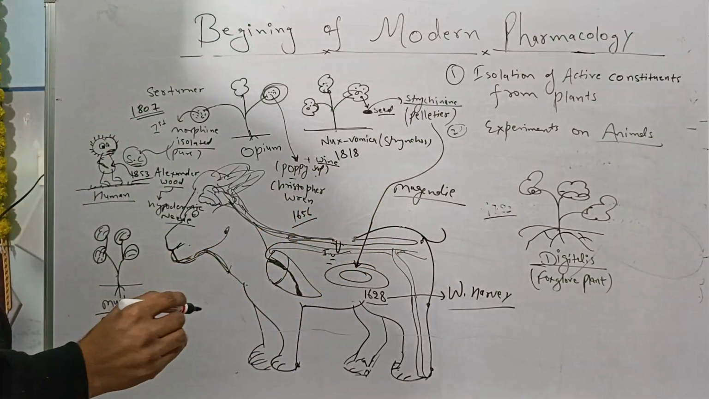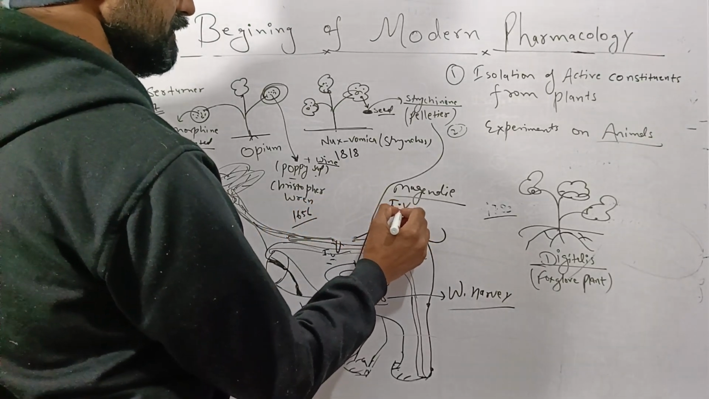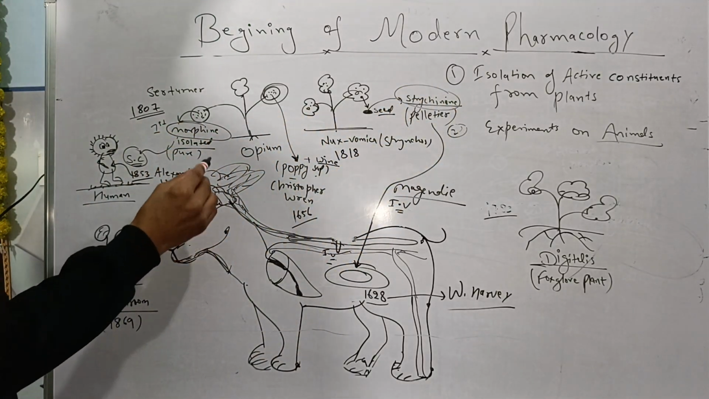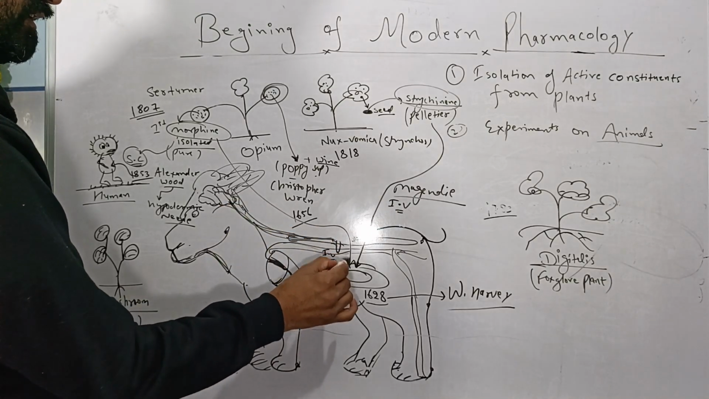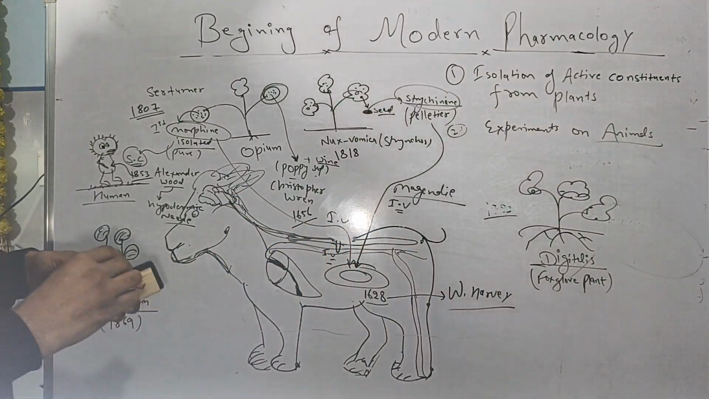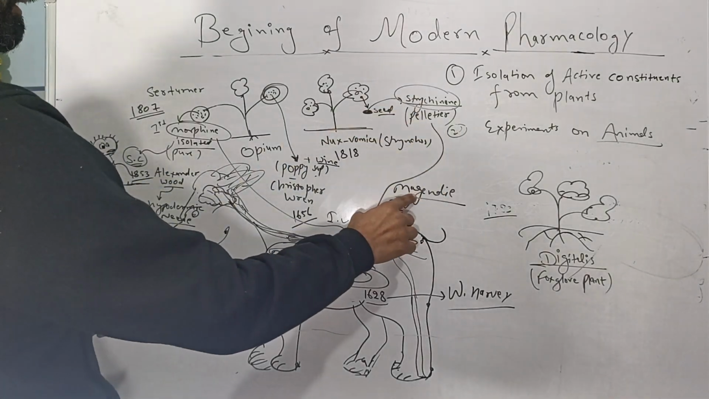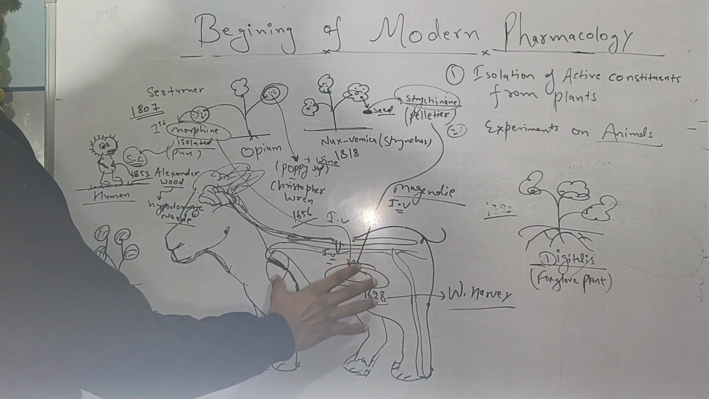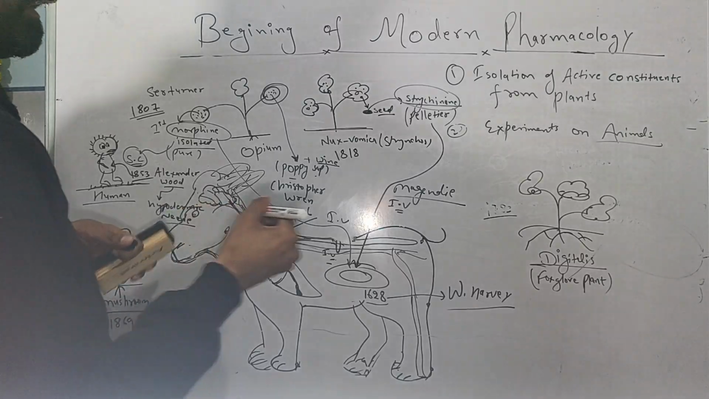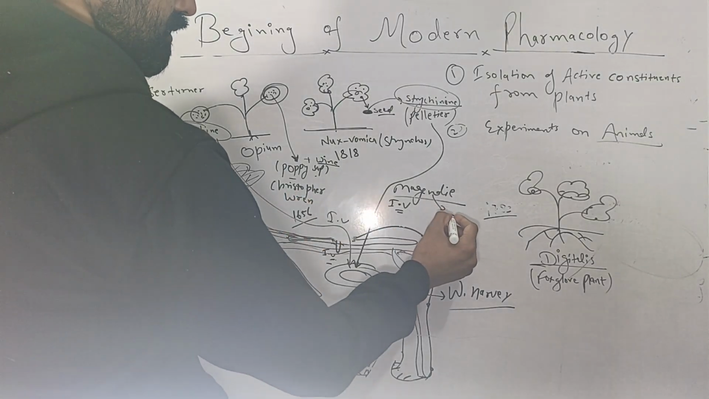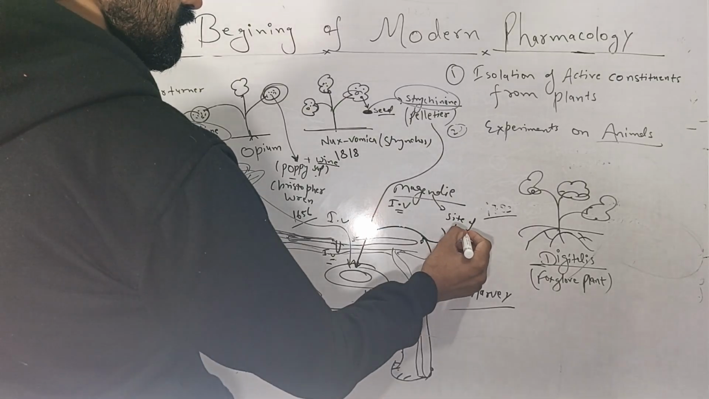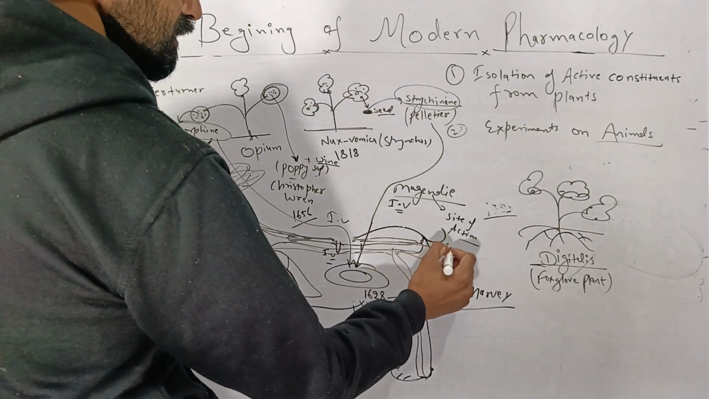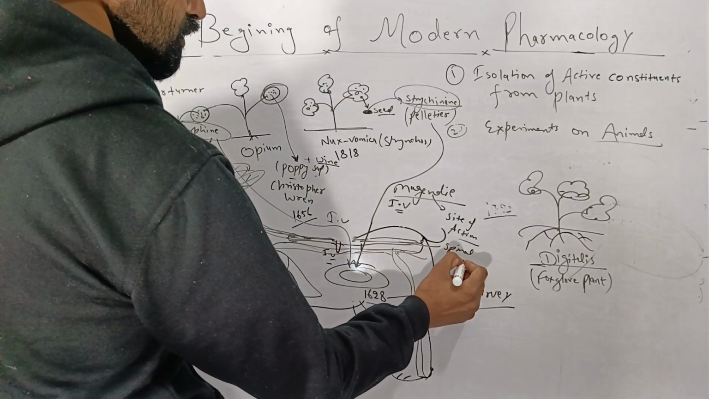Magendie studied the effect of IV injection of strychnine as well as the isolated morphine by injecting them intravenously into the dog's body. And what did he find? Magendie found the site of action of strychnine, that is nothing but the spinal cord of the dog. Spinal cord.